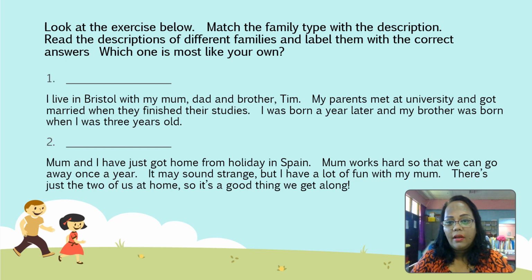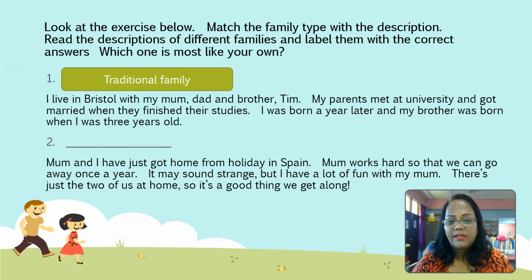Alright. Earlier, we had learned about different family types. Now, what do you think is number 1? In the description given, you have mom, dad, and brother Tim. And the parents met and got married and the children were born later. So what do you think it is? Okay, can we try? Yes, it is a traditional family or a nuclear family. All right, because there are the parents, the mom and dad, and the children.